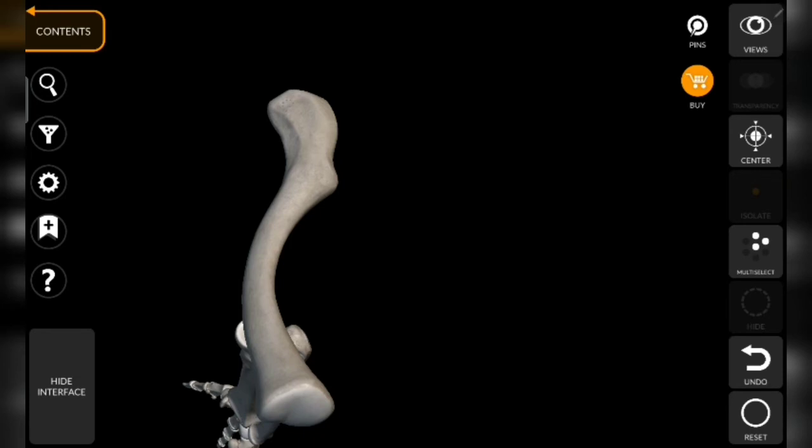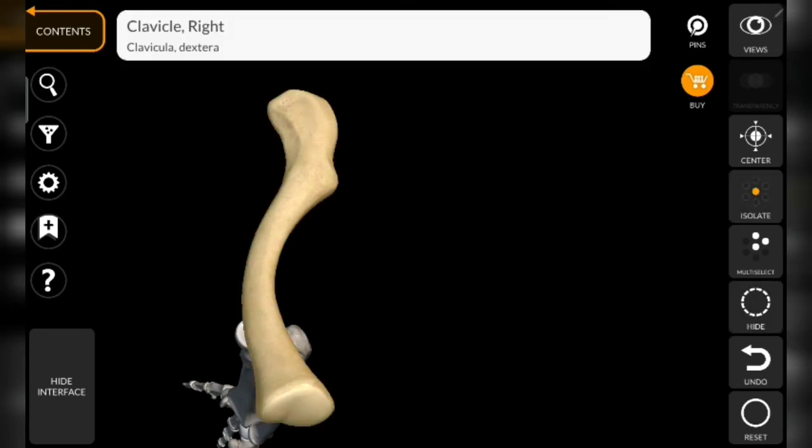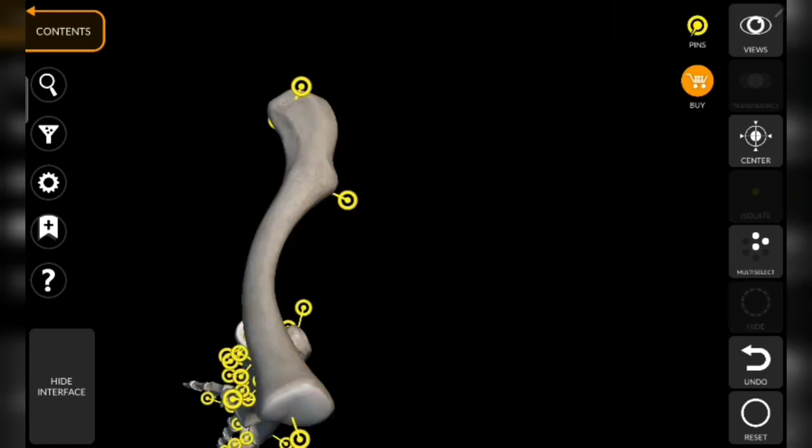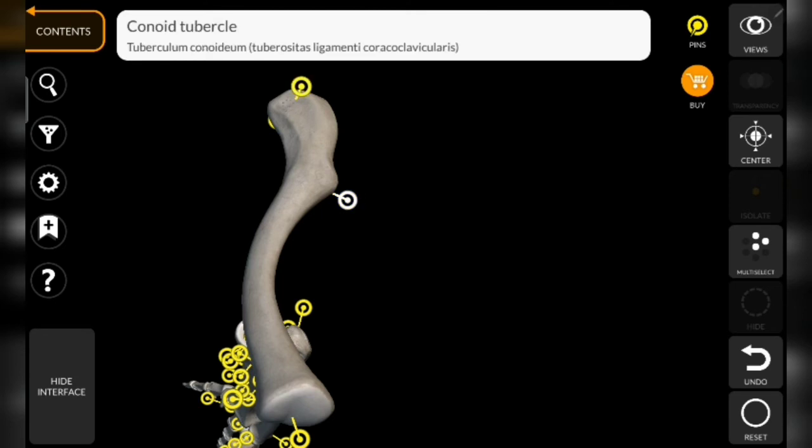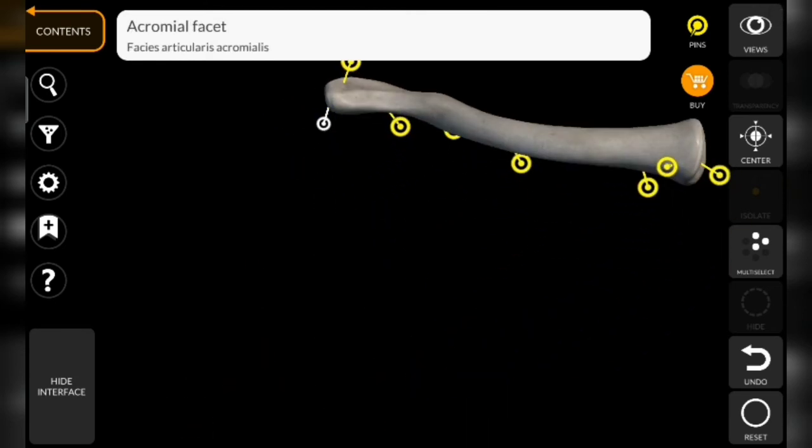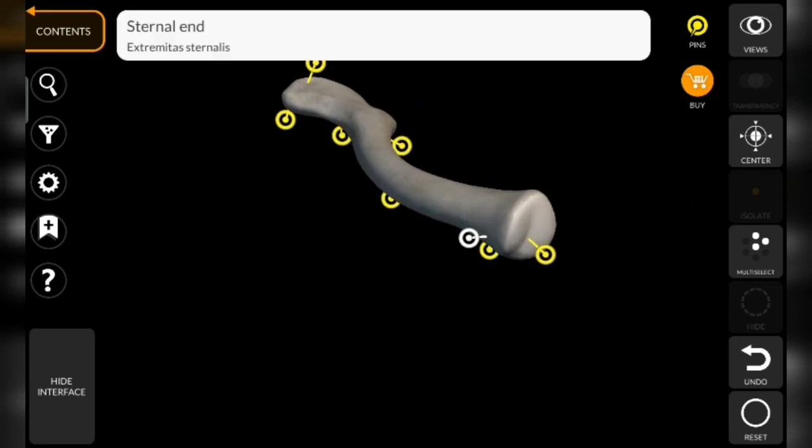Now let us pin this structure and talk about it. We have already mentioned this is the acromion. This is the conoid tubercle, and on the inferior aspect you can see the acromial facet, the trapezoid line, the subclavian groove, the costoclavicular tuberosity, and the sternal facet. With this, we have already talked about the normal anatomy.